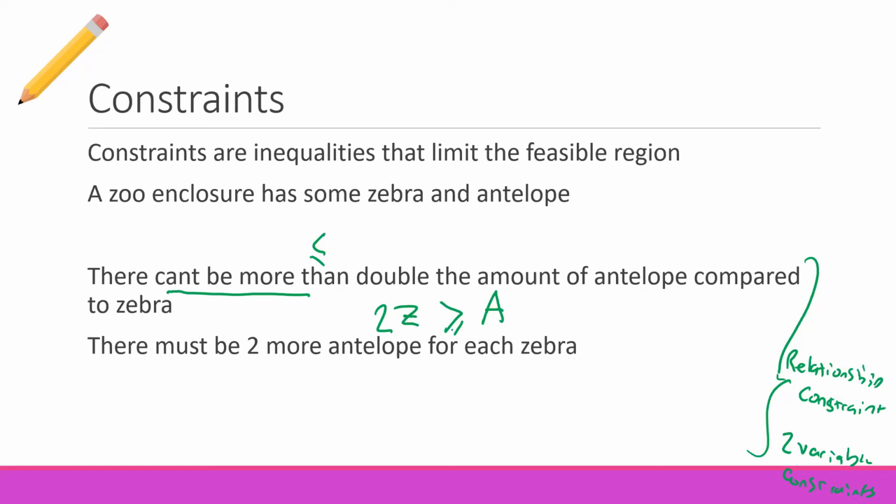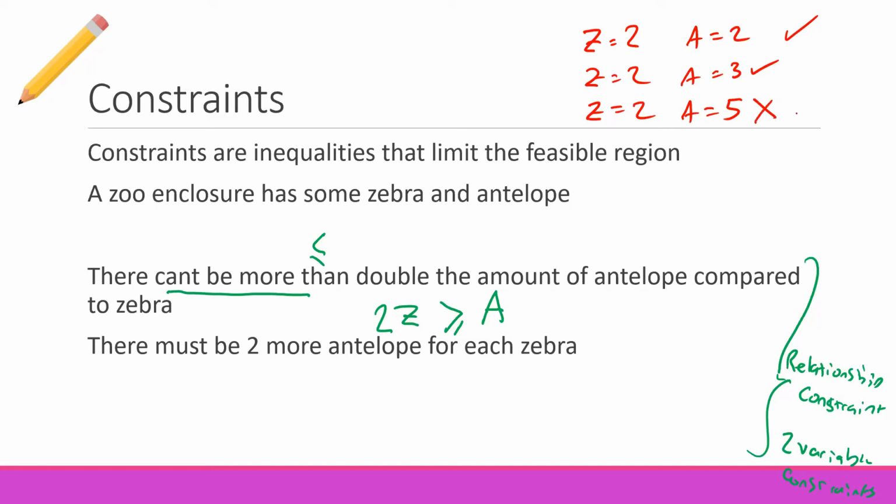This is probably one of the hardest inequalities that I've given you guys to think about. Whenever I get a difficult problem, I like to just see if this works. So let's take a couple of examples here. Let's say Z equals 2 and A equals 2. That should be okay. If Z equals 2 and A equals 3, that should be okay. If Z equals 2 and A equals 5, 2 times 2 is 4, so that should be not okay.